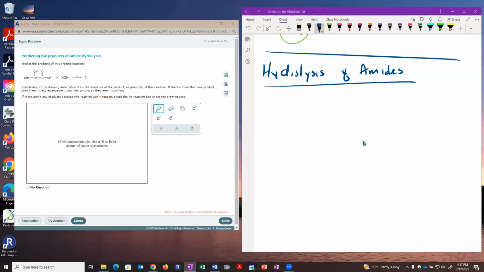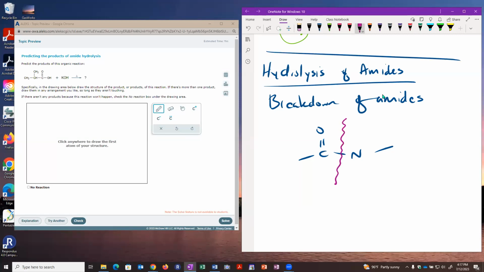All right, so now we're going to take a look at amide hydrolysis. Amide hydrolysis is where we're going to take an amide and we're going to break it down. And just like with ester hydrolysis, this can happen under acidic or basic conditions. So we need, obviously, the amide bond to be present to break it down, and we're going to split it right after the C double bond O, just like we did with the esters.